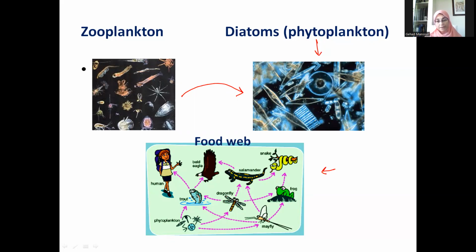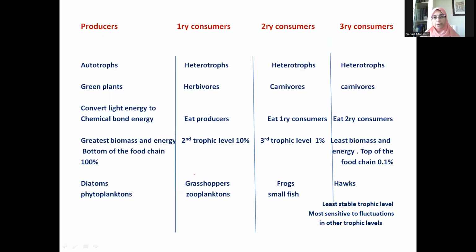And you can select, for example, phytoplankton being eaten by a trout, and then a trout being eaten by a bald eagle, or phytoplankton eaten by a trout and then by a human being, and so on. So there is intercommunication between the food chains. And here we have a very easy comparison between the producers, primary consumers, secondary consumers, and tertiary consumers.